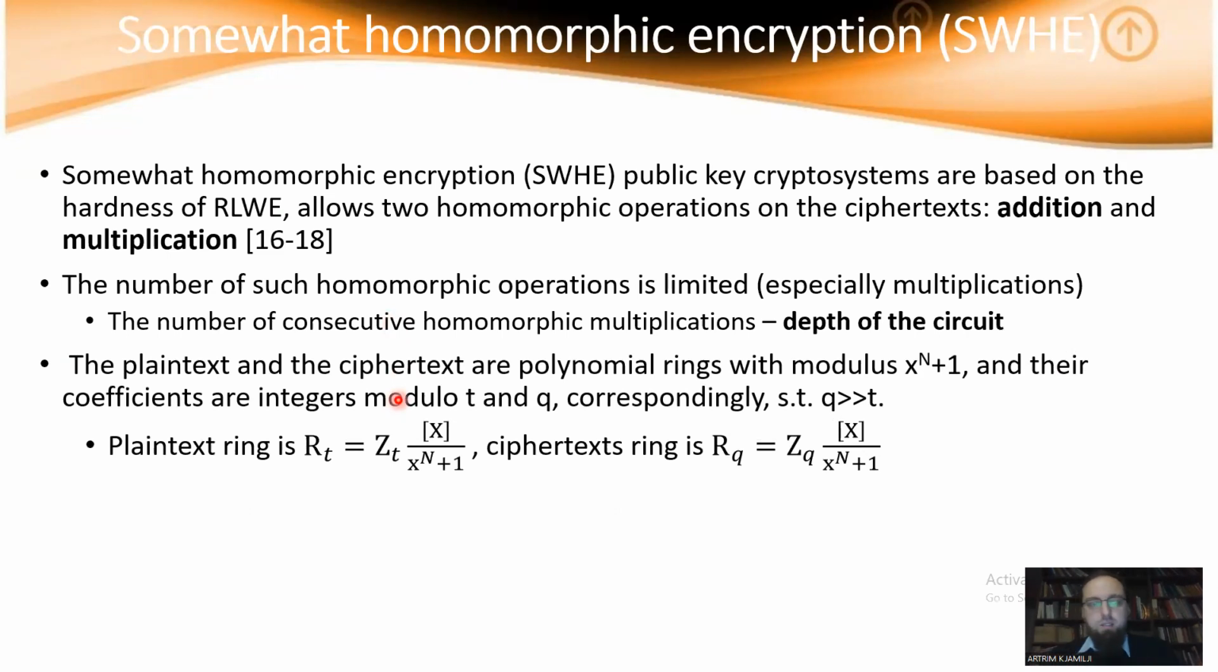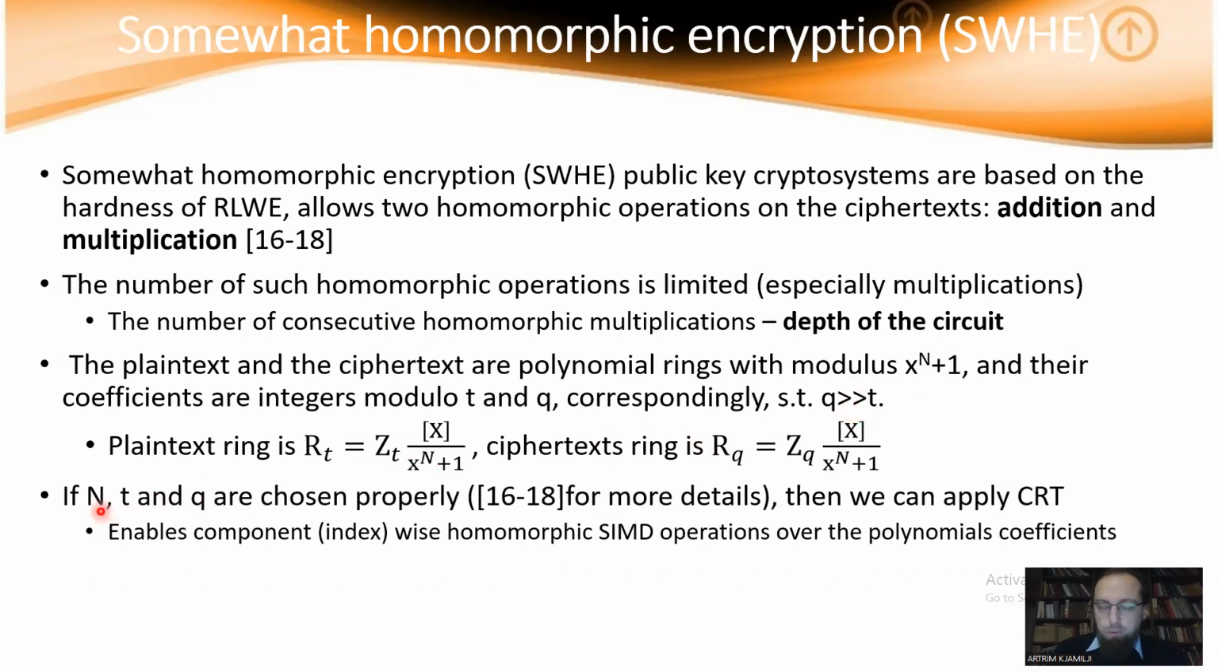Both the plaintext and the ciphertext in those somewhat homomorphic encryption schemes are polynomials of degree n, and the corresponding coefficients for the plaintext are modulo t, while for the ciphertext they are modulo q, such that q is much greater than t. If the polynomial degree n and the coefficient moduli t and q are chosen properly, then we can apply CRT, the Chinese remainder theorem, which basically enables component-wise, or index-wise, homomorphic SIMD operations over polynomial coefficients. Basically, SIMD means single instruction, multiple data. We will see it in a while.